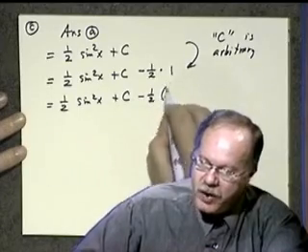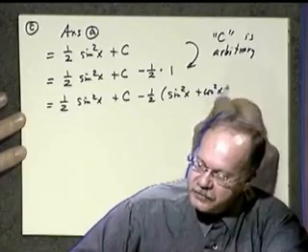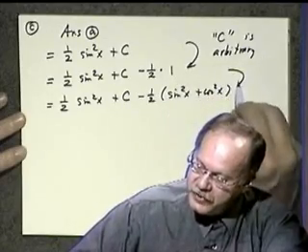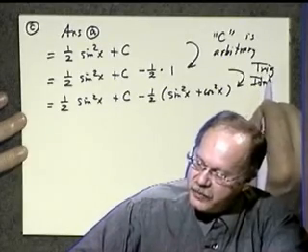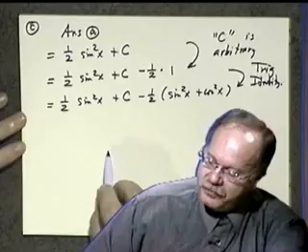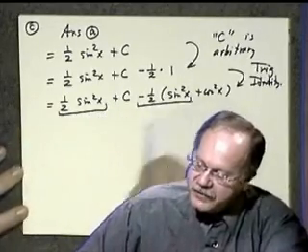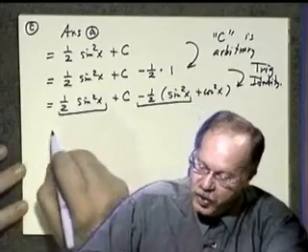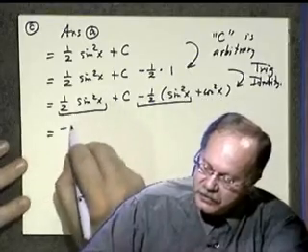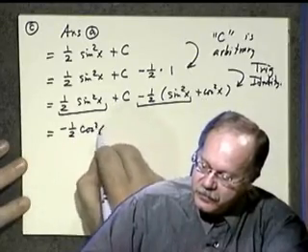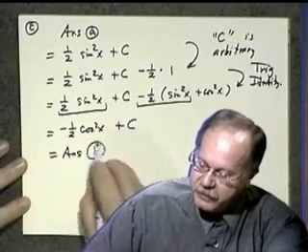And now I'm going to replace 1 by a trig identity, sine squared x plus cosine squared x, which of course is equal to 1. So this part is due to a trig identity. That's that Pythagorean identity we've used before. And now notice what I've got. 1/2 sine x squared minus 1/2 sine x squared, so that adds up to 0. What remains? The c remains, and minus 1/2 times cosine squared x plus c. Well, that's exactly what the answer was for part B.